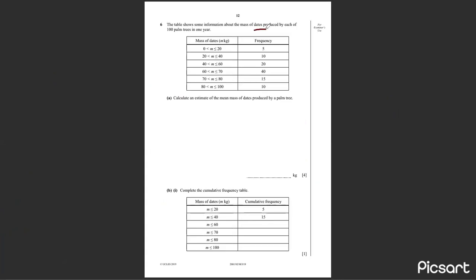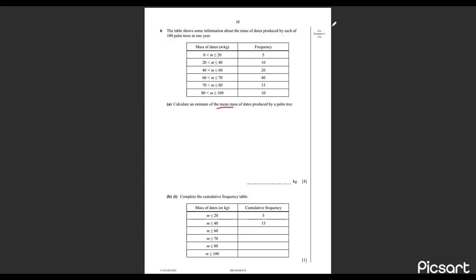of dates produced at each 100 pounds. So we have a total of 100 here. Remember here we have a mid-interval. If you need the mean, we have to get the mid-interval. And the mid-interval, we get it from the mid-number between 0 and 20, which is 10. And here is 30. And here is 50, and so on.